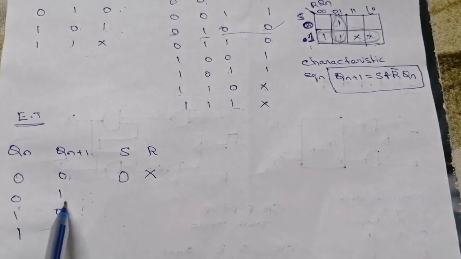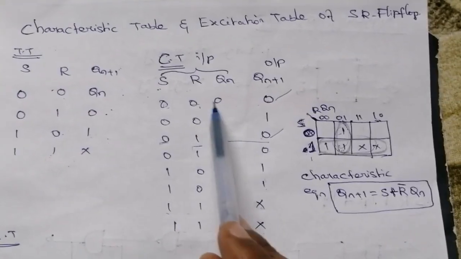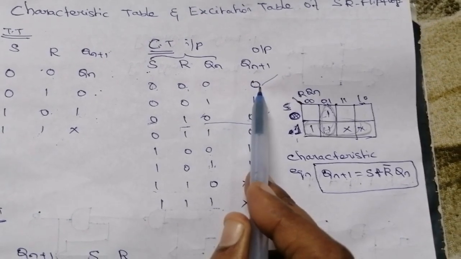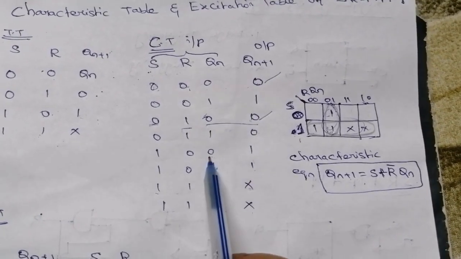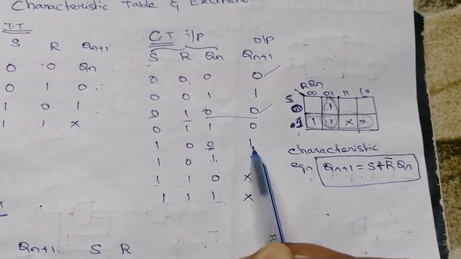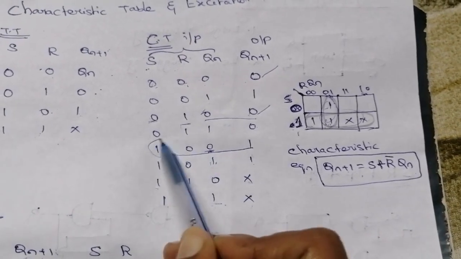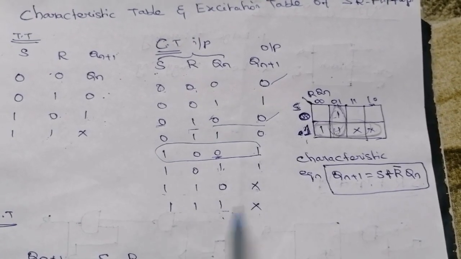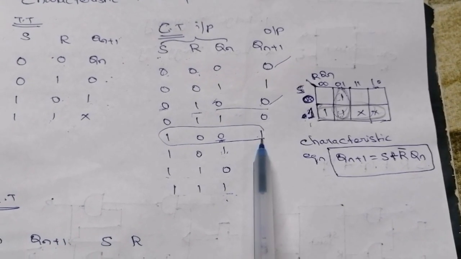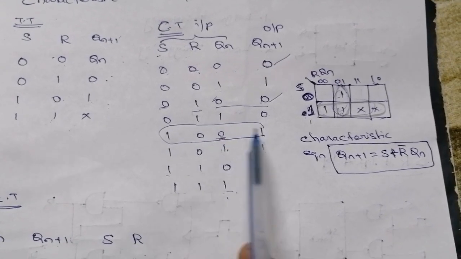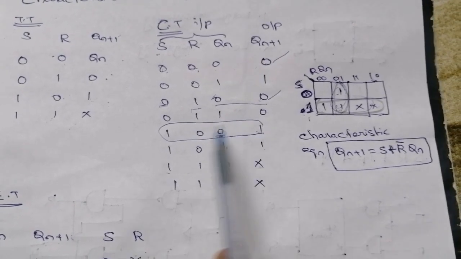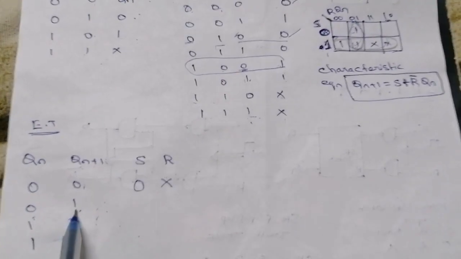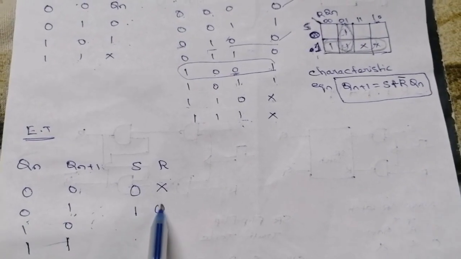Then the next pattern is 0 1. Let's check 0 1 pairs in this characteristics table. Qn is 0, Qn plus 1 is 1. Is there any other possibility of 0 and 1 in this table? Nothing, so this is the only one possibility. So from this Qn 0, Qn plus 1 combination, the corresponding S value is 1 and R value is 0.